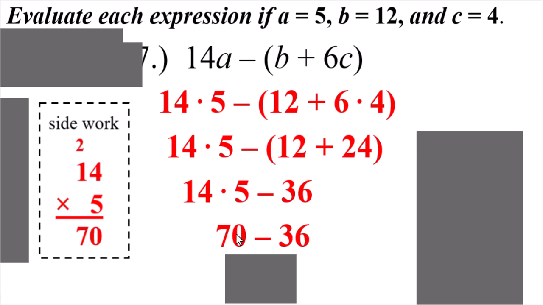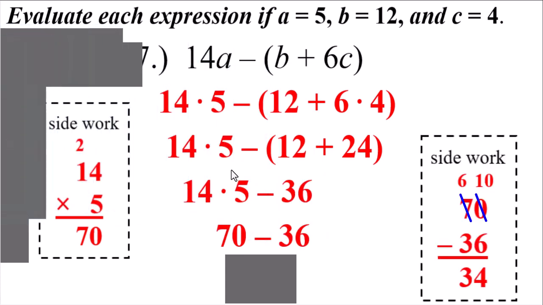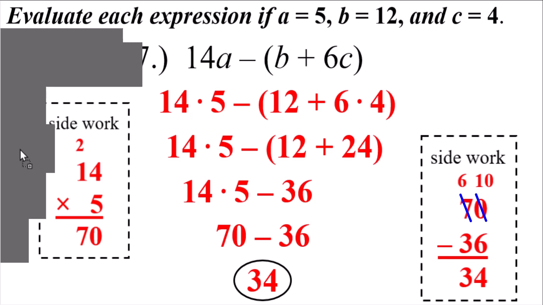And by the way, if you got the 70 a step earlier than I did, that's fine. Even 2 steps earlier would have been fine because the minus we know would be saved for last according to order of operations. So yes, you could have multiplied 14 times 5 earlier than I did. 70 minus 36, maybe you don't know what that is off the top of your head, so go off to the side, do some borrowing, you get 34, and that is your final answer.